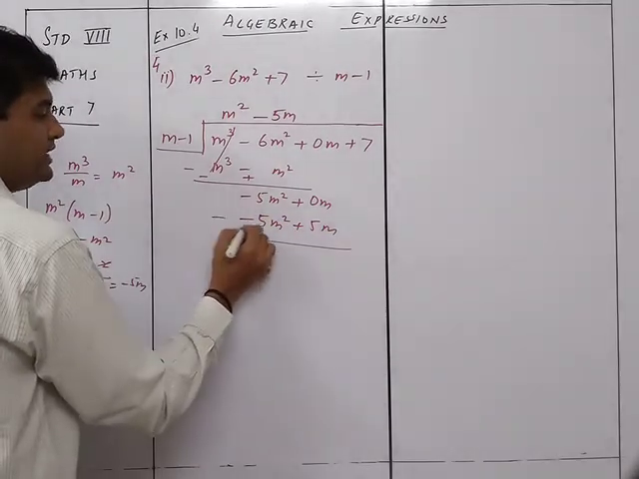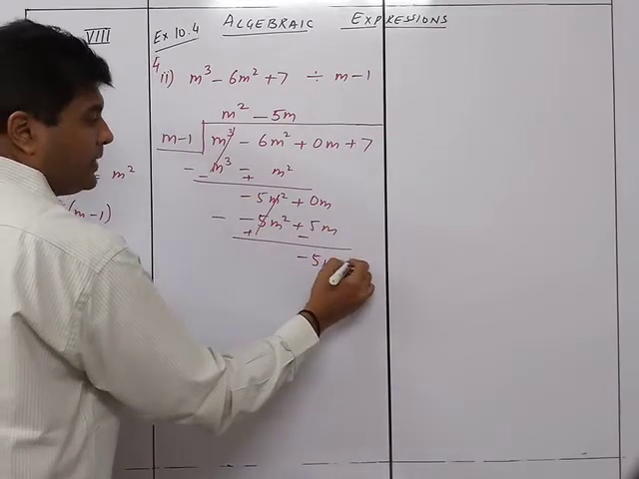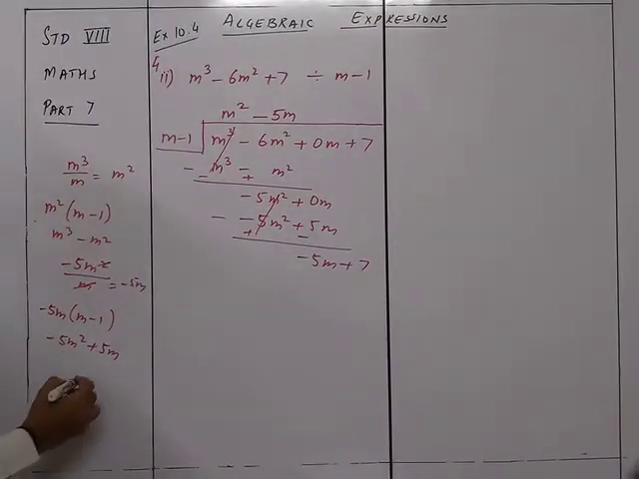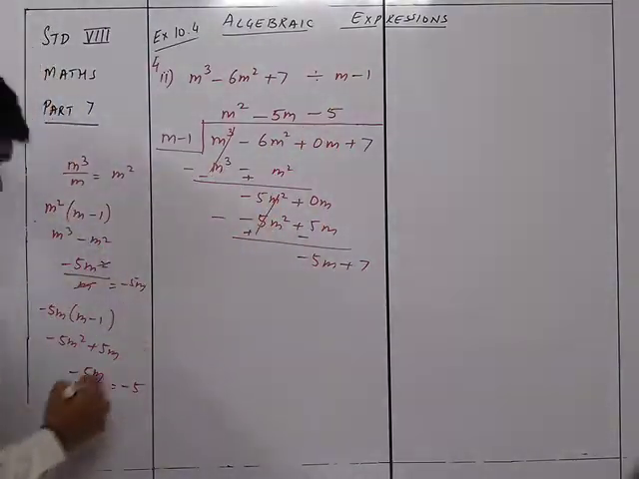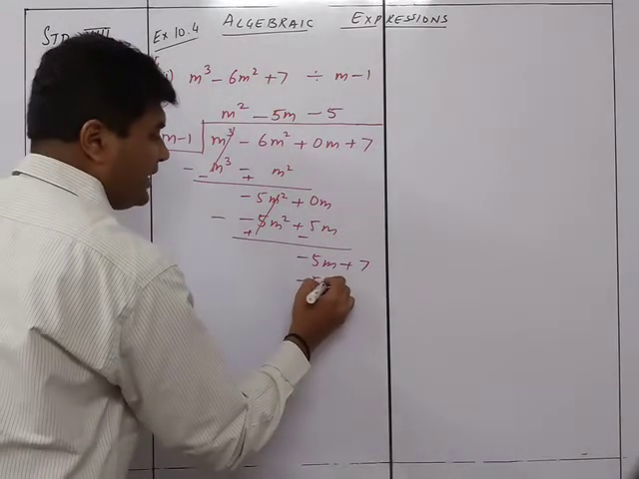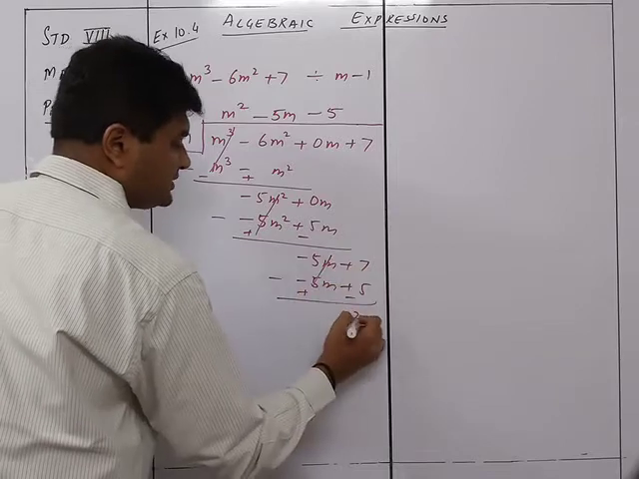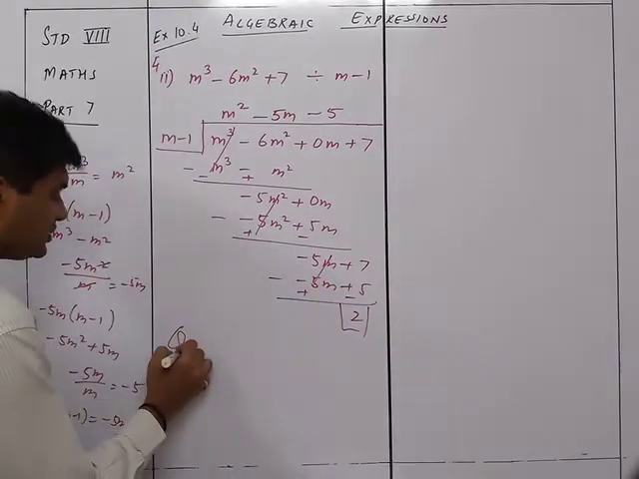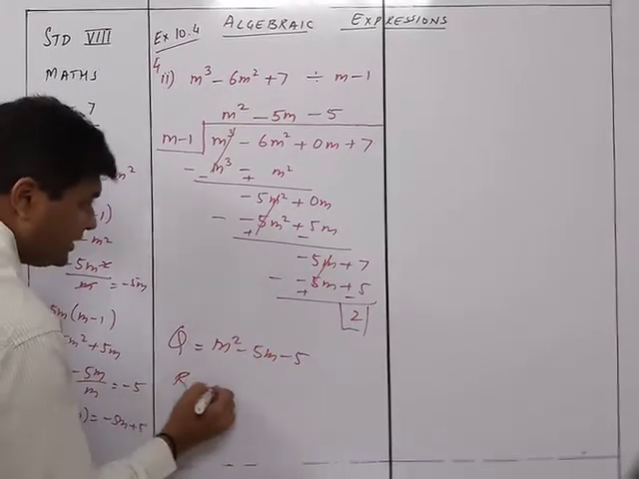So this minus plus minus, this gets cancelled. This becomes minus 5m plus 7. Again, minus 5m upon m is equal to minus 5. So you put a minus 5 here and then multiply: minus 5 into m minus 1 is minus 5m plus 5. Subtraction, plus sign, minus sign. So the answer is 2 as the remainder. So quotient will be m square minus 5m minus 5 and remainder is equal to 2.